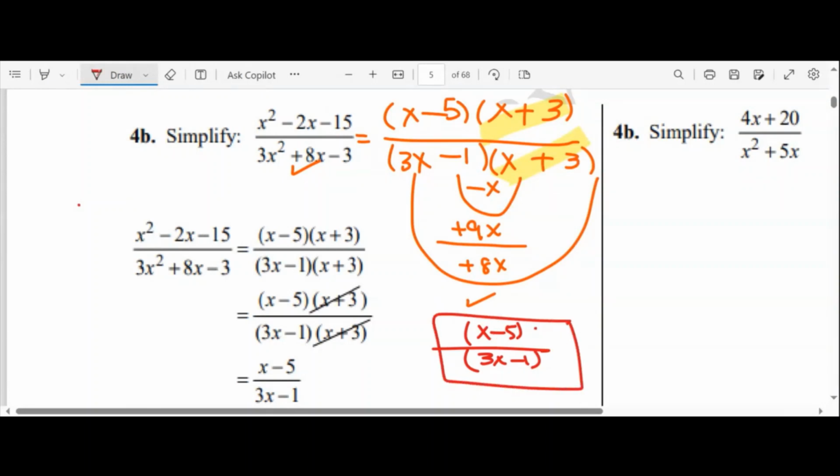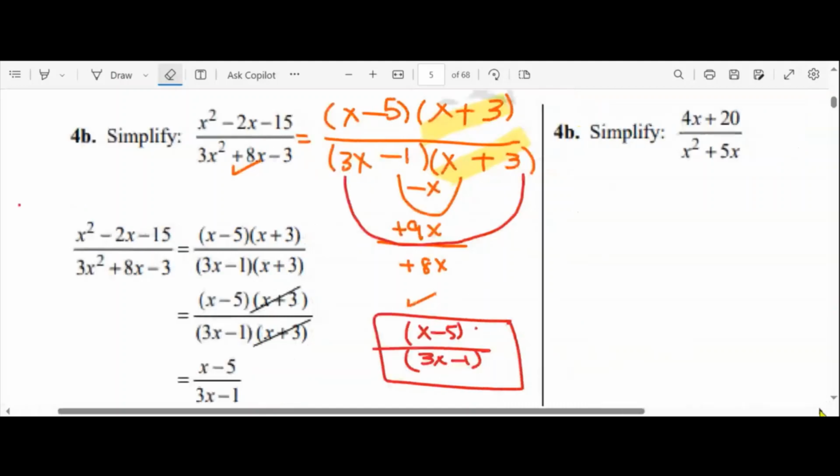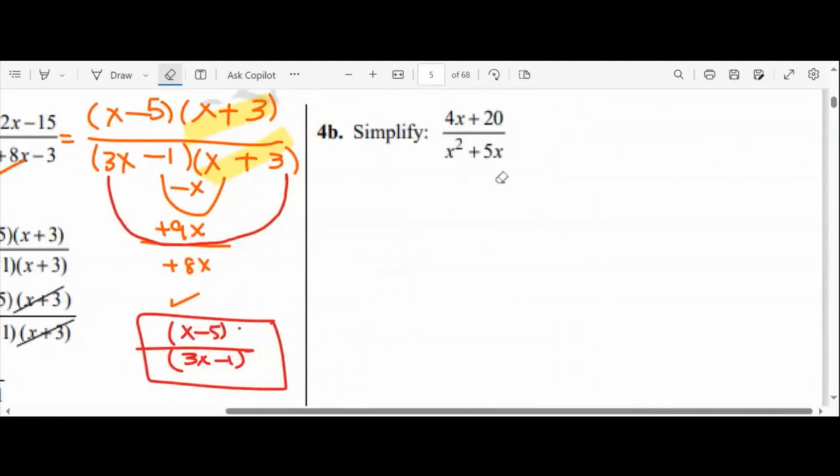How did you get this 9x? How did you combine them? Because you multiply. You multiply this times this. I multiply. Okay. Now on the right side, can you do this on the right side? Yalla, classwork. Do it now. Easy.